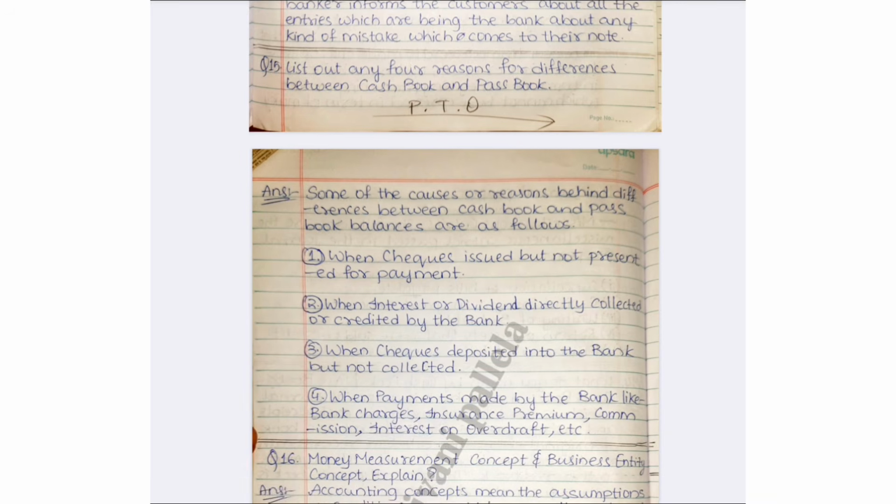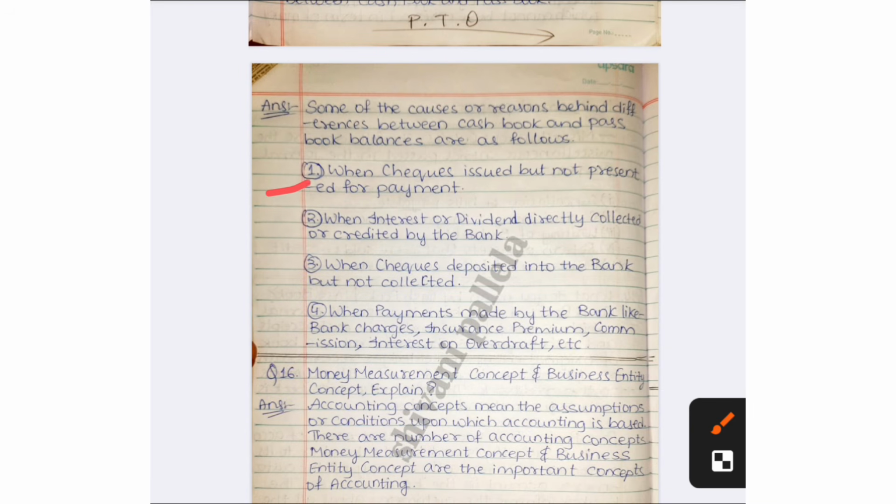And what are the four differences? You need to write them. First one, when a cheque is issued but not presented, that time we will have differences between the cash book and passbook. Why will it not get tallied? Because the cheque is issued but not presented for payment. You have issued 100 rupees to me, but it was not credited. Next, interest or dividend directly collected by the bank, that type of thing will show differences between cash book and passbook.